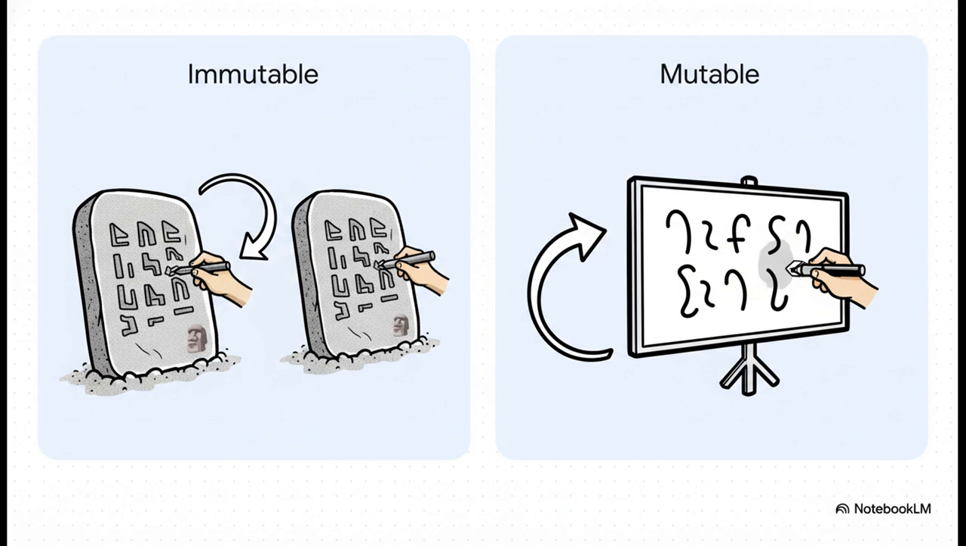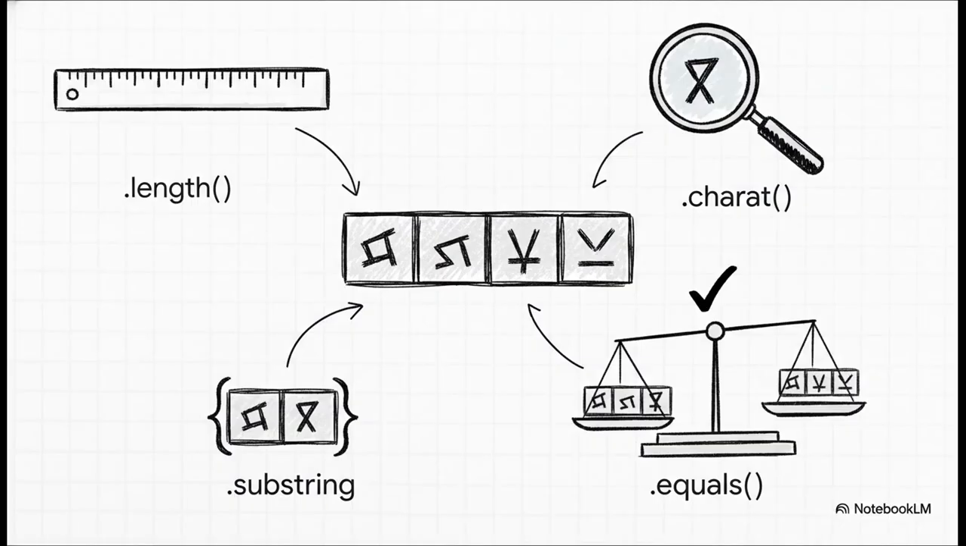But if you need to make lots of changes to some text, creating a whole new object every single time is super inefficient. And that's why we have mutable options like StringBuilder. Think of that one like a whiteboard. You can erase and rewrite things on the fly without needing a new board every time. On top of that, Java gives you this fantastic toolkit for actually working with strings. Methods like finding the length, grabbing a character at a certain spot, pulling out a substring, or checking if two strings are equal. These are the everyday tools you're going to use constantly to slice and dice and compare text.